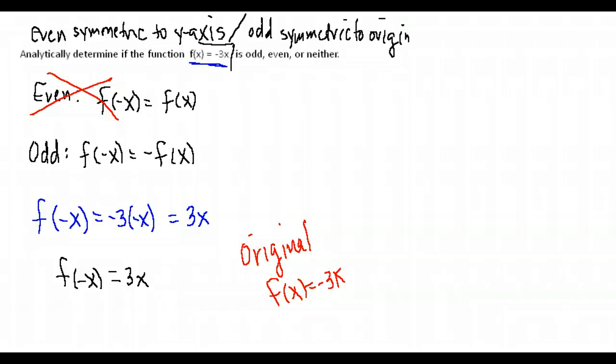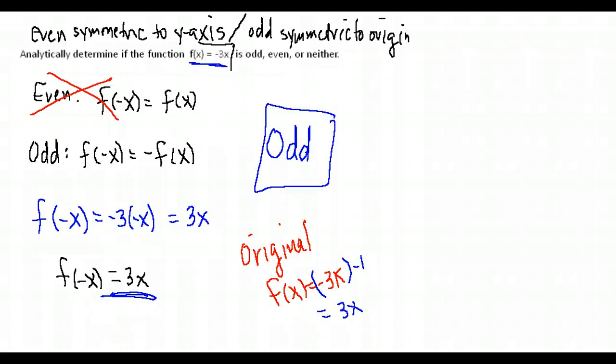Is it an odd function? Is it the same function, the only difference being we multiplied everything by a negative? And yes, that is the case. Notice if we took our original function and multiplied it by a negative, we would get positive 3x, which is what our result was. So this is an odd function, because when we plugged in a negative x, we got the same function. The only difference was it was as if we had multiplied the entire function by a negative.